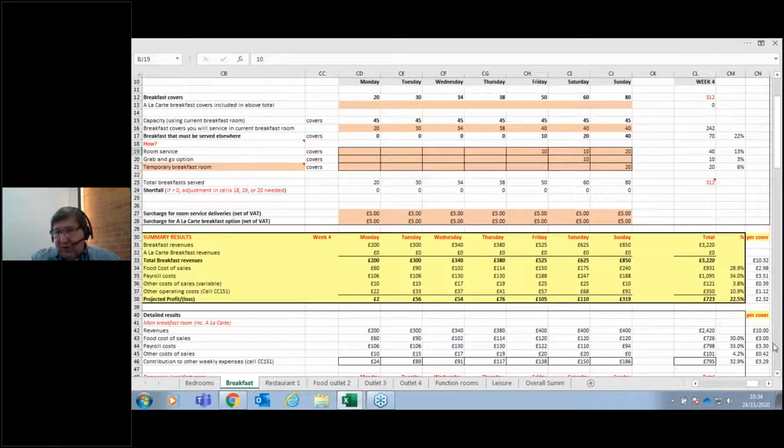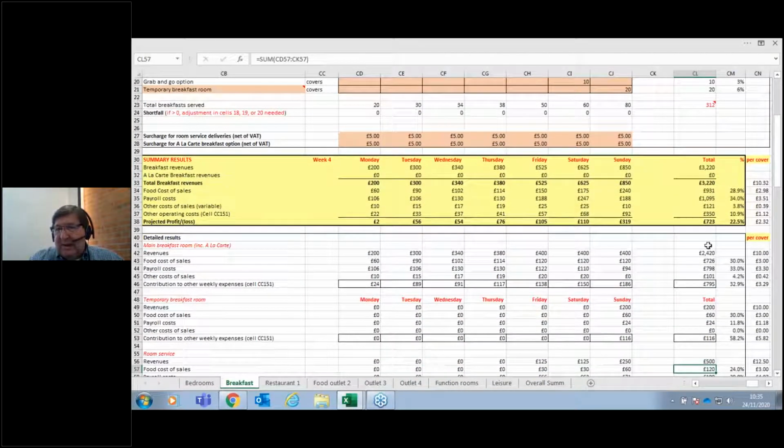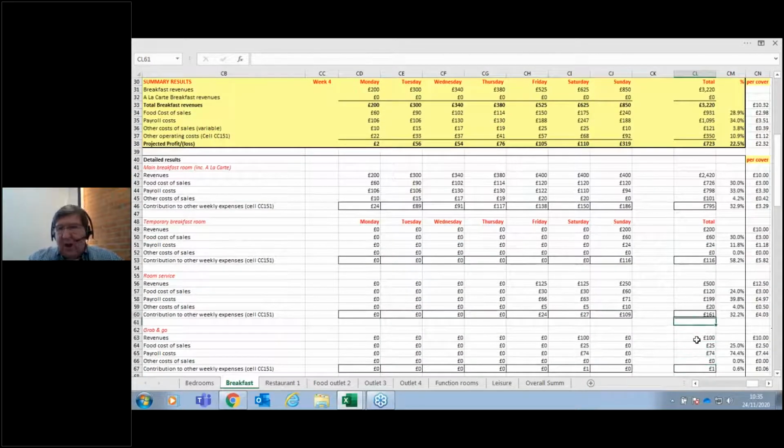We made £723,795 made in the main restaurant against our fixed cost of £350, 116 from the temporary breakfast room, 161 from room service, and we only made £1 from grab and go. And I suppose if it was me, I'd be questioning, well, that's dangerously close to losing money.